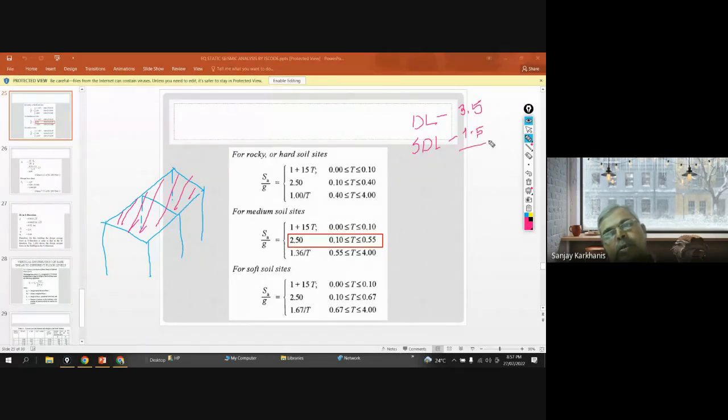So how much is it? 3.5 plus 1.5 will be 5. So the dead load that you are getting is 5 kilonewton per square meter. And if you consider live load, that live load may be something around 3 or 2. Yes sir, 3. So together it will be 8. Right. Now what is left?